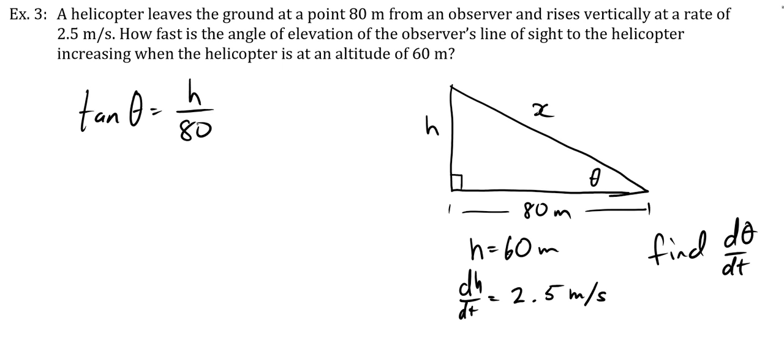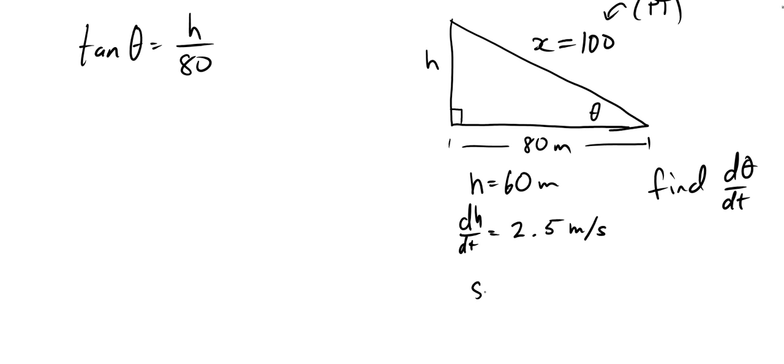What do we have to do? We need to find the value of secant theta. Anybody find the value of secant theta? I know you did because I saw you. Yep. 5 over 4. How'd you get that? Yeah, so if I figure out x, h is 60, this bottom one is 80, so x works out to 100. And if you're not sure where we got that from, Pythagorean theorem, right? Okay, and then secant theta is hypotenuse over adjacent, which is 100 over 80, so that's 5 over 4.